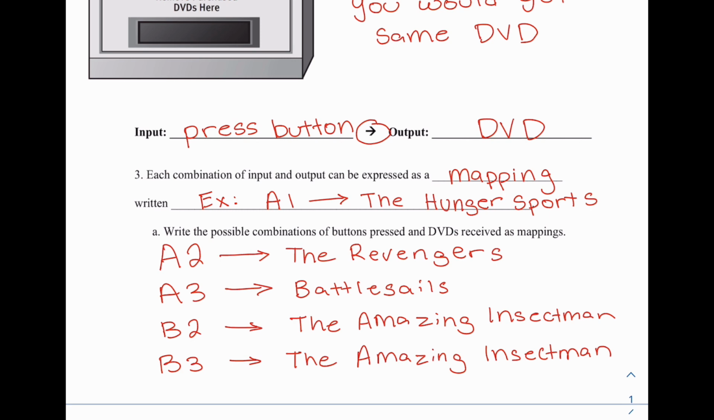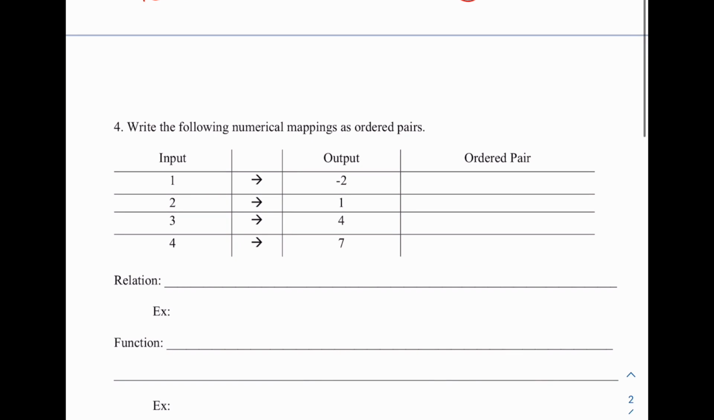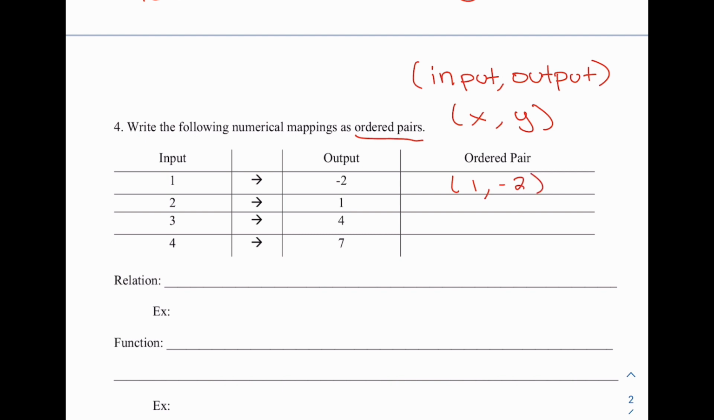Now a mapping diagram is only one way to represent a relation. Another way to represent a relation is with ordered pairs. We've seen ordered pairs before because that's what a point looks like on a graph. We use parentheses, input, comma, output, or as you've mostly seen, X and Y. So for this first one, if my input is 1 and my output is -2, my ordered pair would be (1, -2). Make sure you have those parentheses and comma. That is important for the ordered pair.